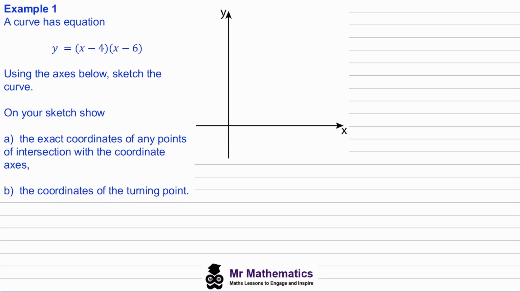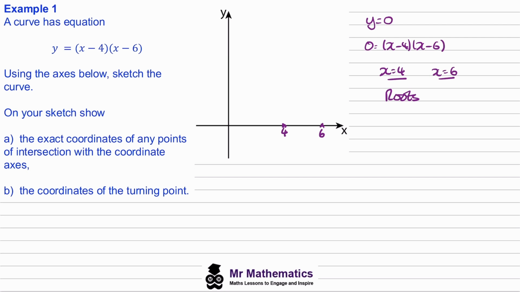So if we begin with where the curve will pass through the x-axis, this is where y will equal 0. So 0 will be equal to x minus 4 multiplied by x minus 6. We've just replaced this y with 0 here. So x will equal 4 and x will equal 6. And we can plot these 2 points on our graph. So somewhere about here and here. Now we call these 2 points our roots. The roots are when it passes through the x-axis when y equals 0.